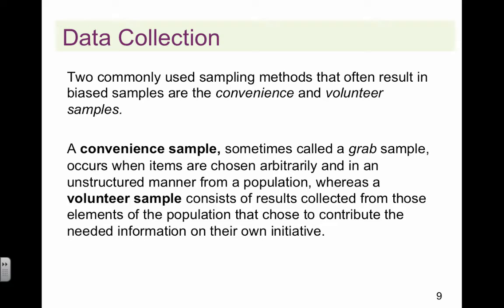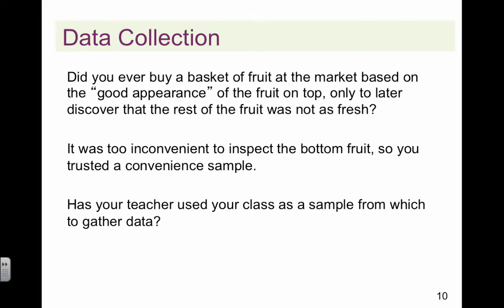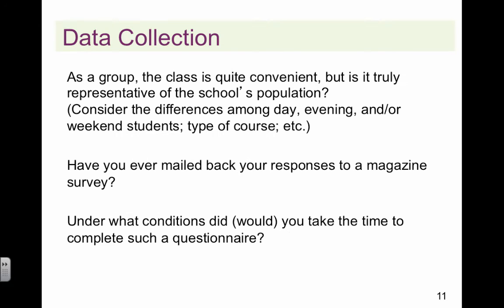Okay, a volunteer sample is one where results are collected based on voluntary response. But both of these kinds of samples have some biases attached to them. So, for example, did you ever buy a basket of fruit at the market based on the fruit on top, only later to discover the rest of it wasn't as fresh? We trusted the convenience sample, the one that's on top, but that doesn't mean that all the data is good. Have we used our class as a sample from which to gather data? That's also not as good, even though our class is convenient.